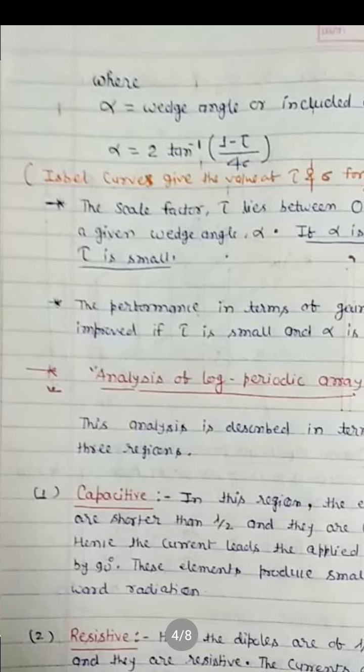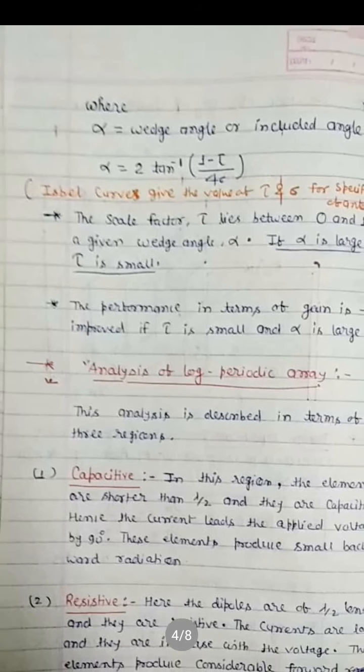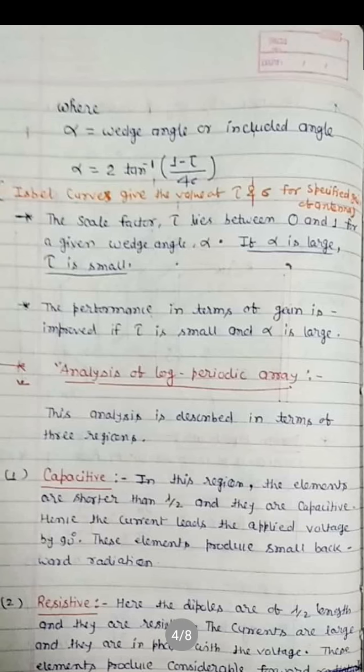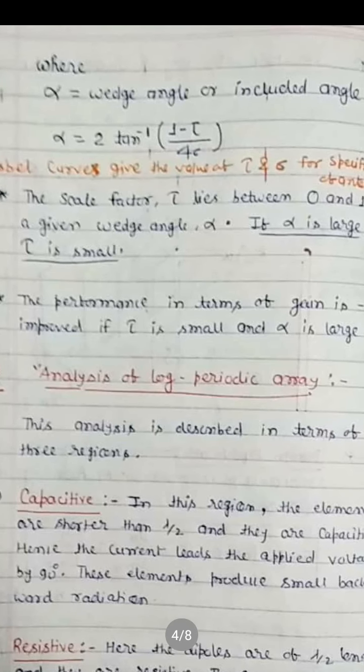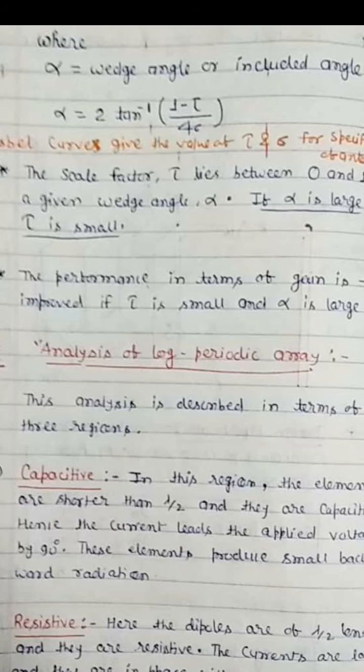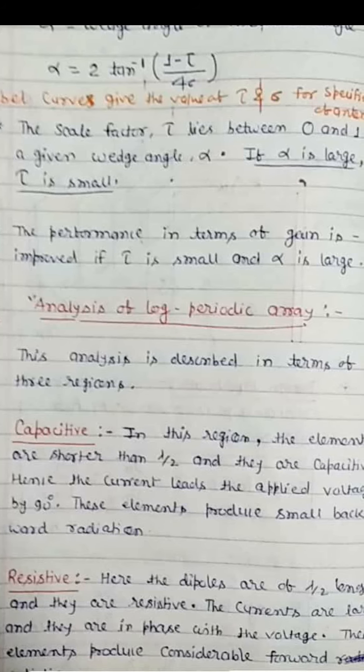Now see the analysis of the log periodic array. This analysis is described in terms of three regions: capacitive, resistive and inductive. Very simple. Capacitive region: if the elements are shorter than lambda by 2, they are capacitive, hence the current leads the applied voltage by 90 degrees. These elements produce small backward radiation.